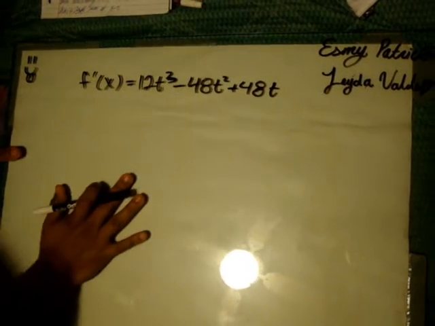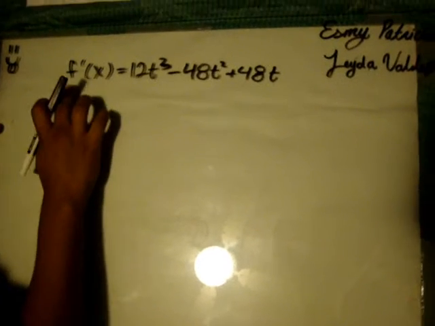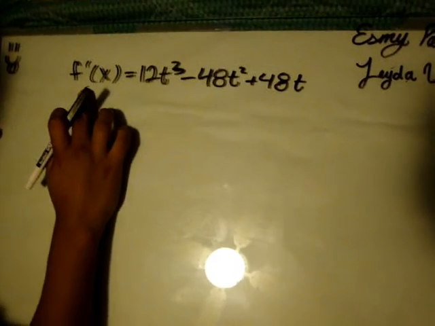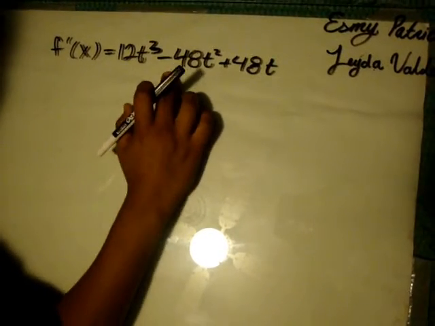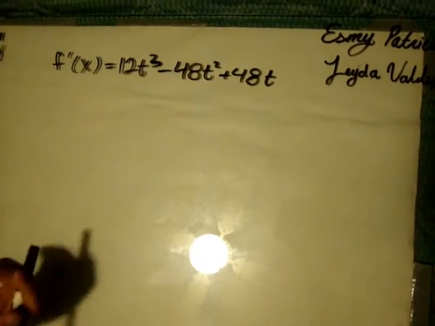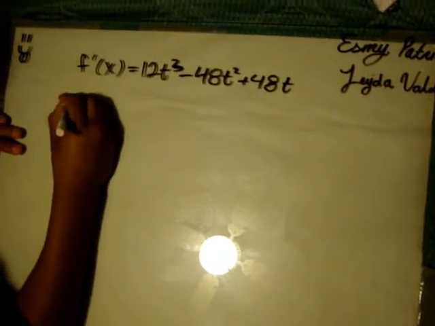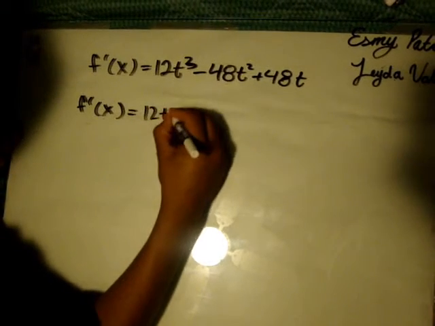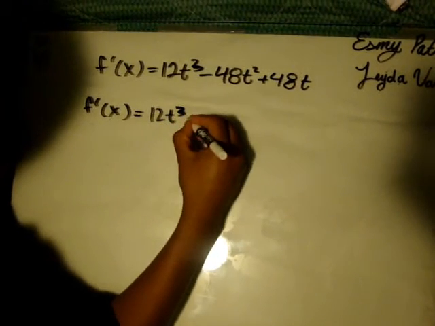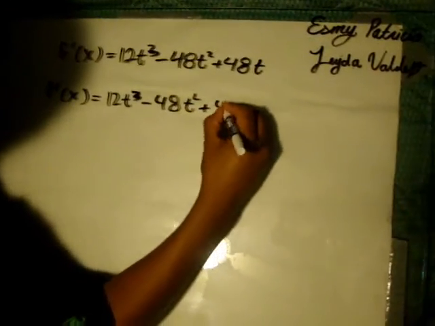Okay, so let's get started. This is the first derivative given. It's 12t cubed minus 48t squared plus 48t. Now what you want to do first is make it equal to 0, because you want to find the roots of the function. So let's make this equal to 0.